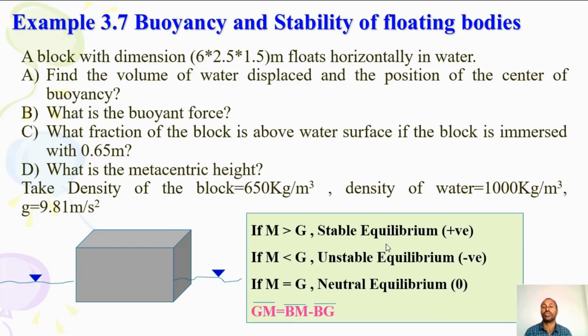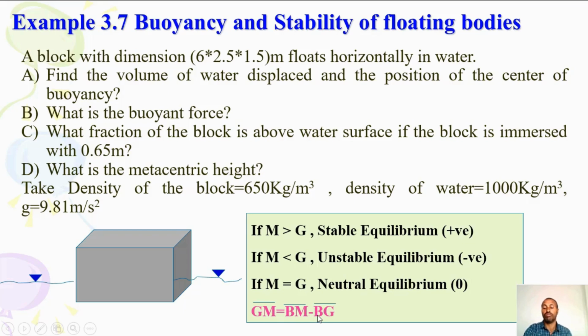So we will have some metacentric position. If M is greater than G, it is stable equilibrium, which is positive. If M is less than G, which is the center of gravity of the object, it is unstable equilibrium, and if M is equal to G, it is neutral equilibrium, which is 0. So the metacentric height we will calculate now: GM is equal to BM minus BG.